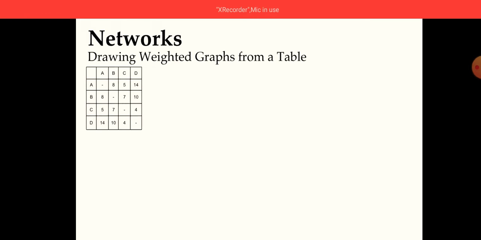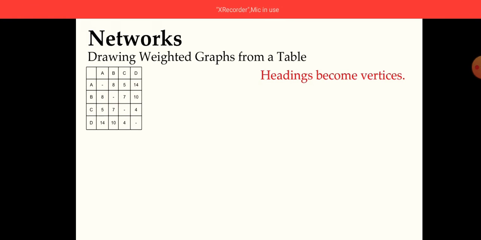So drawing weighted graphs from a table, there's our table over here. It's got A, B, C's and D's, and it's got weights down there. They might be 4 towns and distances apart. They could be a whole bunch of things. But let's see if we can express it in a weighted graph from that table.